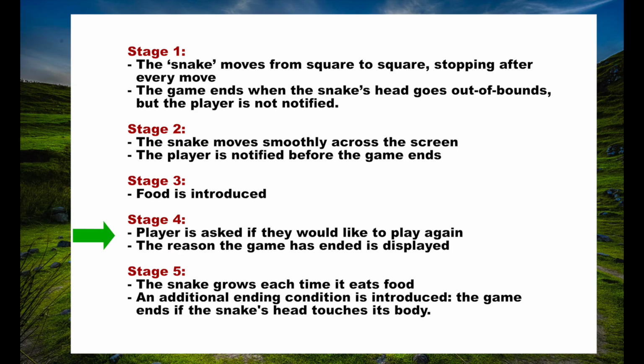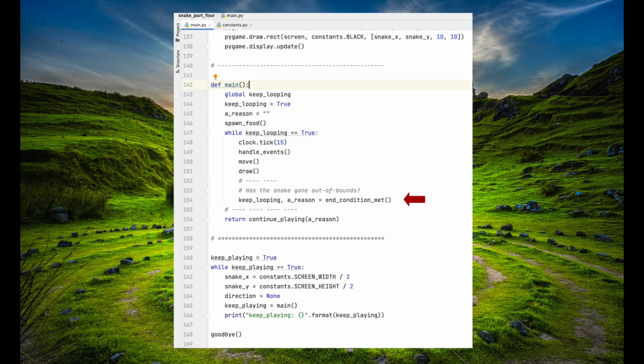Okay, now let's look at stage 4. The big change in this stage of the program is that rather than quitting after an end condition is met, the player is asked if they would like to play again. If the player responds in the affirmative, then the game is reset and the player begins a new game. If not, then the game ends.